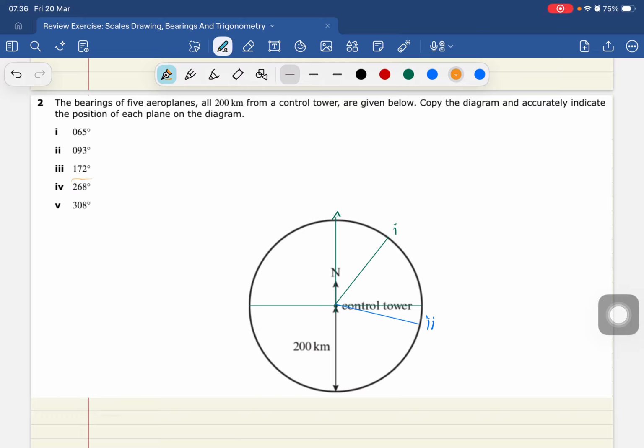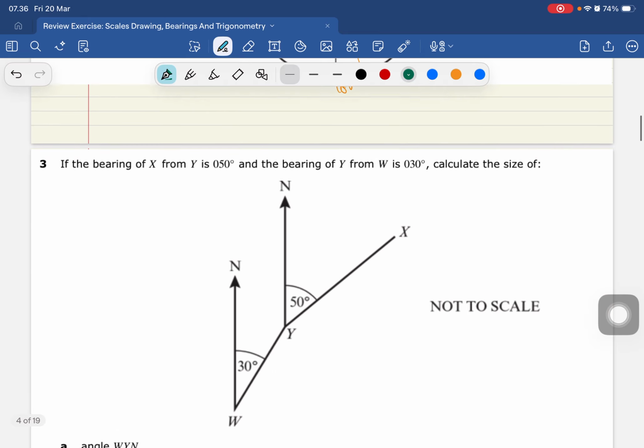Here 172, as this is 0, 90, 180, so it's on here. This is the third one. Next we got 268. 270, so you can draw it here. Fourth. And the last, the fifth, is 380. So we always count the degree from the north. So we go to number 3.